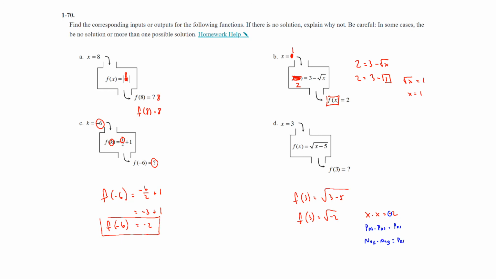So on this particular answer, it's not possible. There is no solution in terms of finding a value or an output for this particular input. So the input here, there's a problem with it. There's some type of restriction on what numbers you can plug in for the x. So your input does not consist of all real numbers.